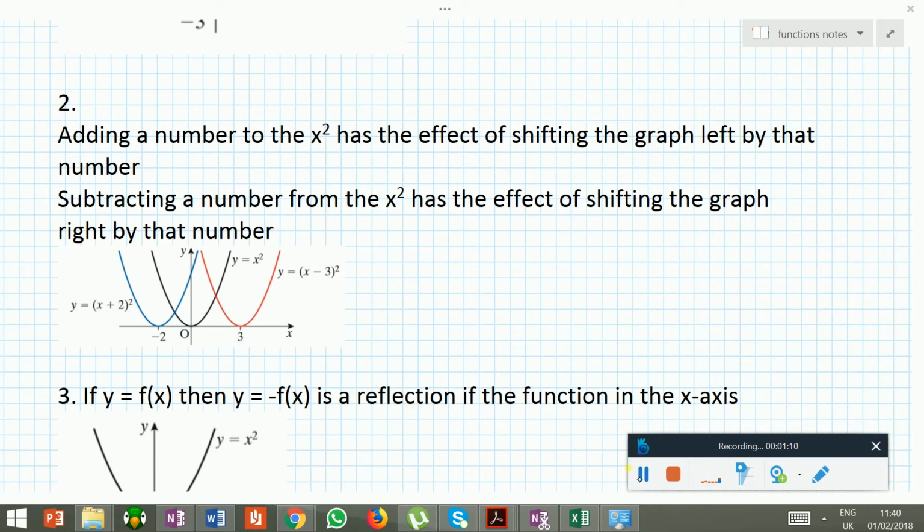What happens to the graph y is equal to x squared if you're adding numbers on the x side? So for instance, this is y is equal to x squared. Now the graph of y equals (x minus 3) squared has the effect of pushing the graph to the right by 3 units. It's a bit counterintuitive because with the minus 3 you'd expect it to go to the left, but it goes to the right. Similarly, for the graph y is equal to (x plus 2) squared, it gets shifted to the left, towards the minus side, by 2.